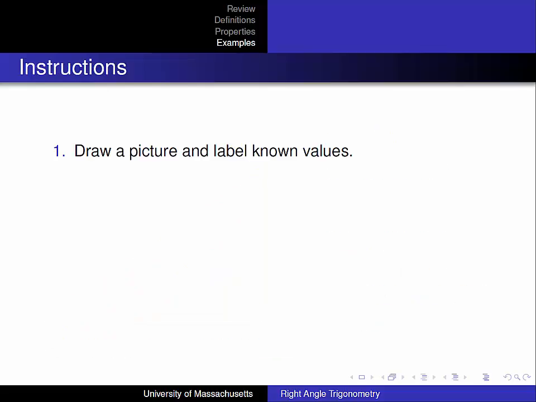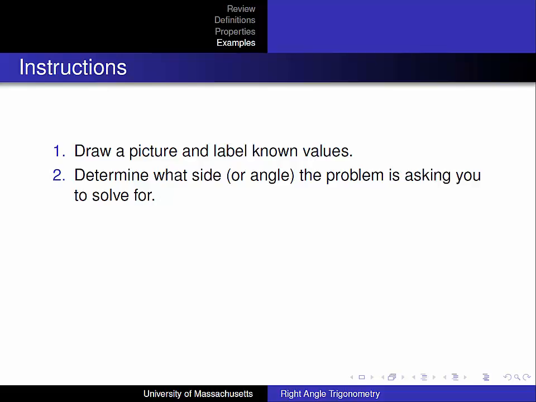Now for the next example, I'm going to have a slightly more difficult problem. So first I'm just going to go over some basic instructions. So if you're given a problem and you're not just given a triangle, say you're given a word problem, the first thing you want to do is draw a picture and label what values you already know. After that, you want to determine what the problem is actually asking.